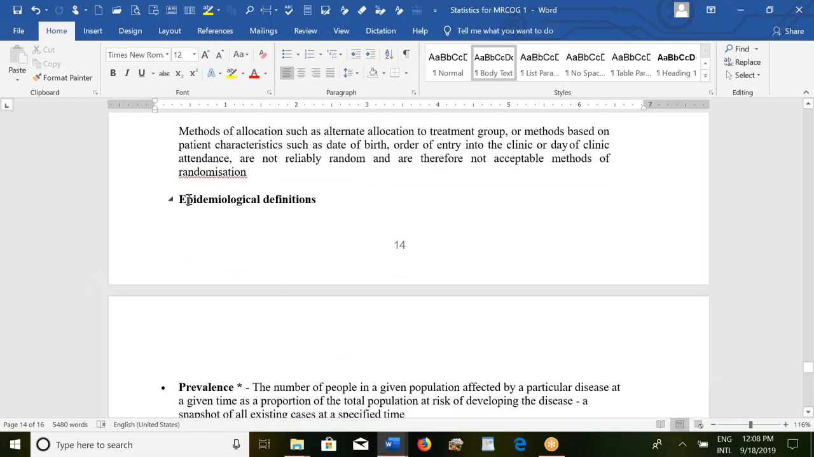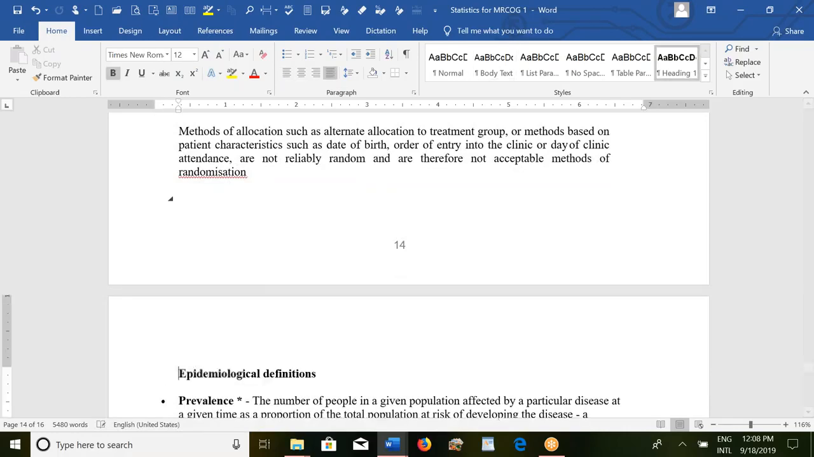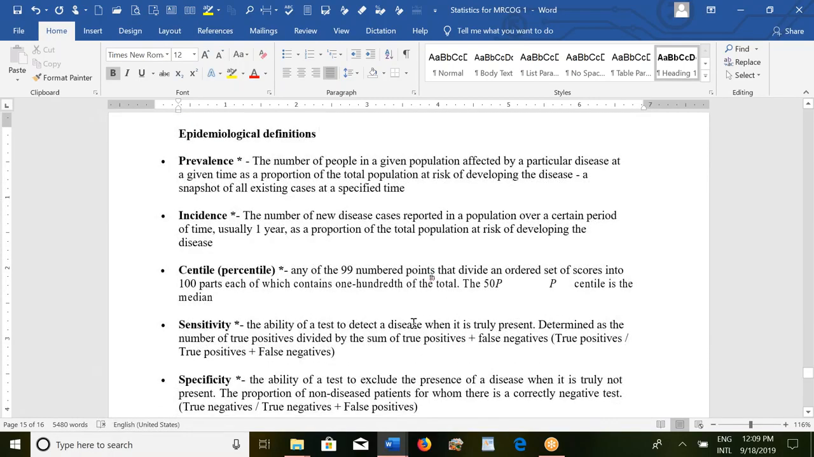Then there are certain epidemiological definitions. Epidemiology is the study of disease and the behaviors in a population. What is prevalence? Prevalence is the number of people in a given population affected by a particular disease at a given time as a proportion of the total population at risk of developing the disease. So this is basically a snapshot of all existing cases at a specified time. So, how many people with a certain disease are living in a population.